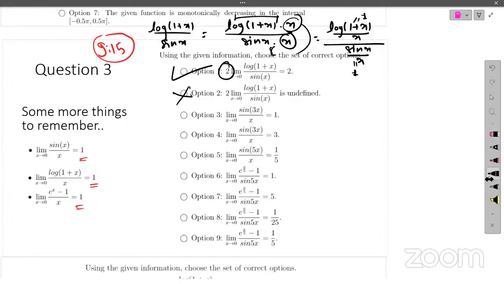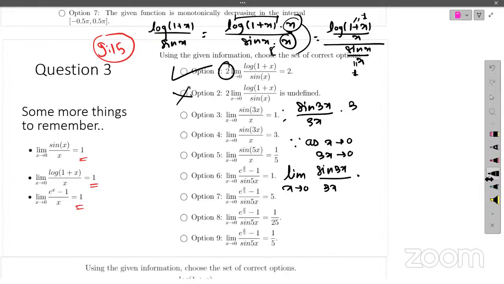Now the third option says limit x going to 0 of sine of 3x upon x. But we only know sine of x upon x. So for adjusting this 3, we can use some tricks. We can multiply and divide by 3, so we get sine of 3x upon 3x into 3. Now since as x goes to 0, 3x also goes to 0, this limit is the same as limit 3x going to 0 of sine of 3x upon 3x into 3.